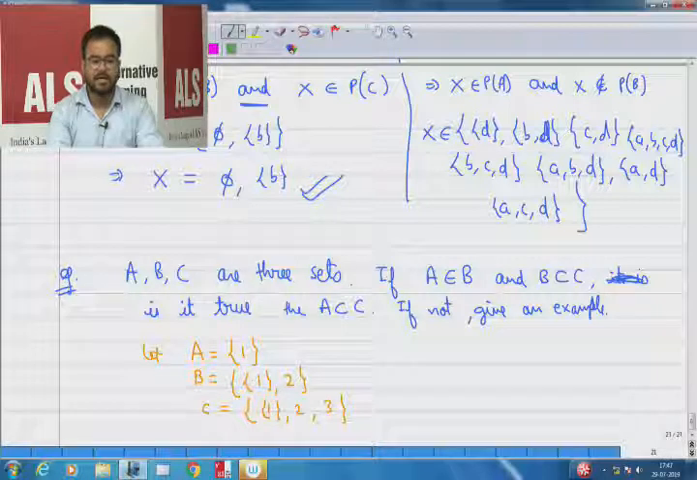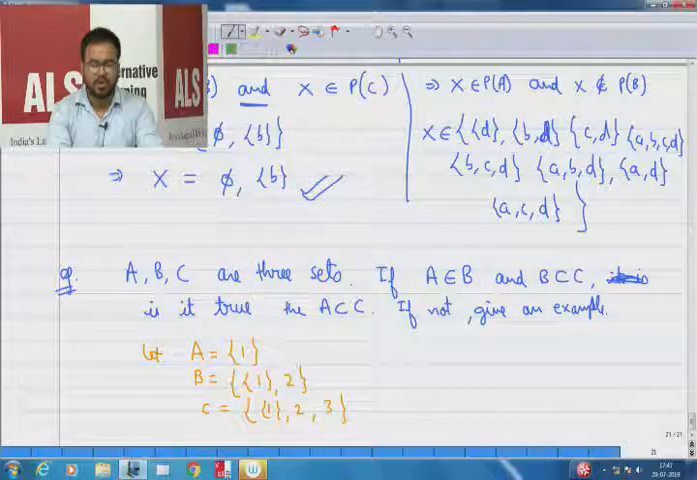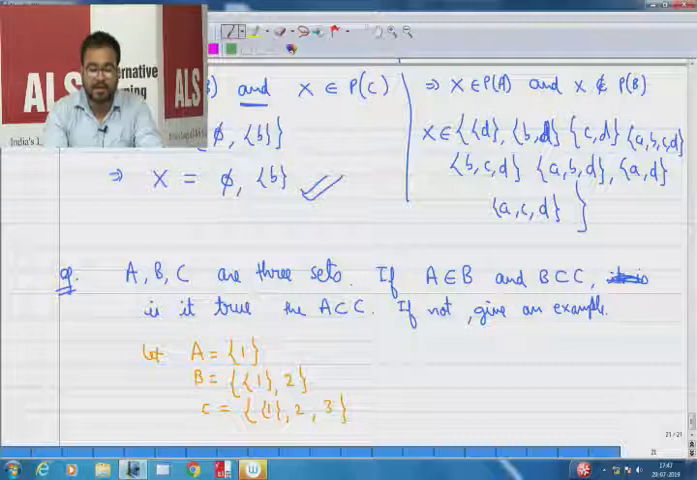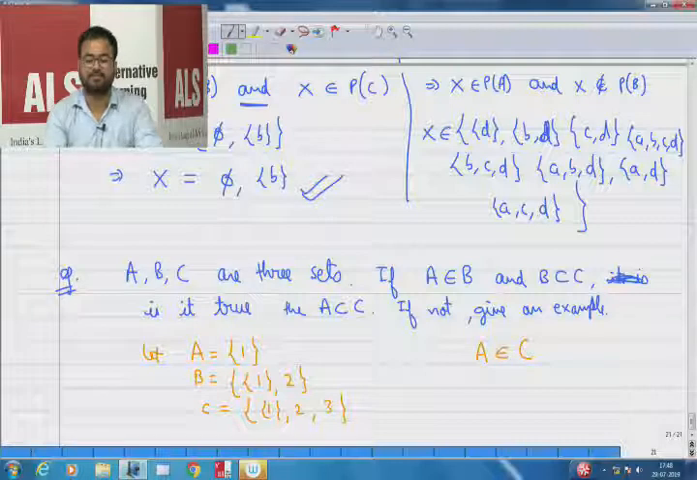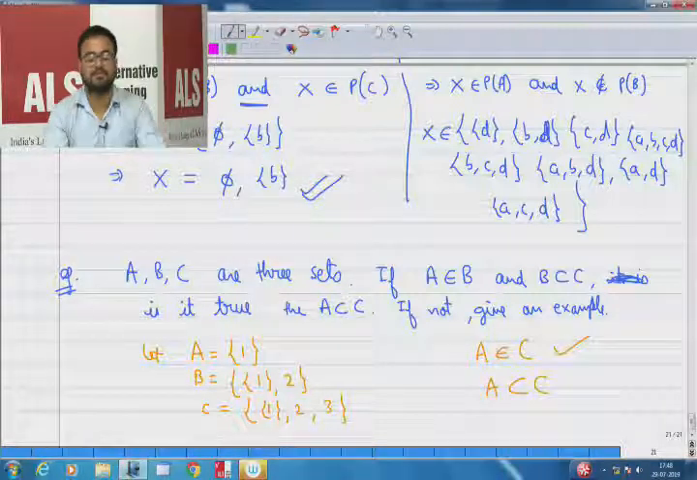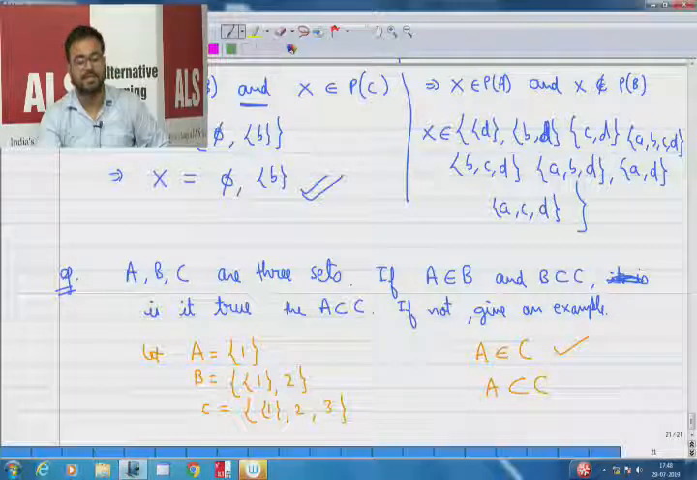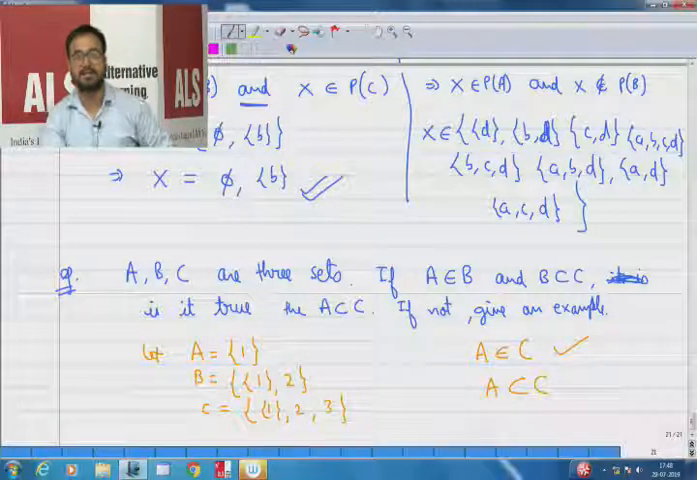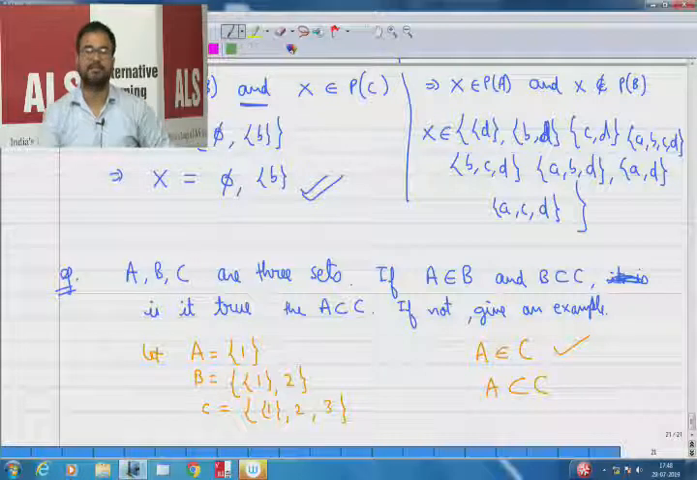Now, is it true that A is a subset of C? So can you see whether A is a subset of C or not? We cannot say A is a subset of C, because this one is an element. You can say that A is an element of C, right? But you cannot say A is a subset of C. When can we say A is a subset of C? When there is again a double curly bracket over A, then only we can say A is a subset of C.